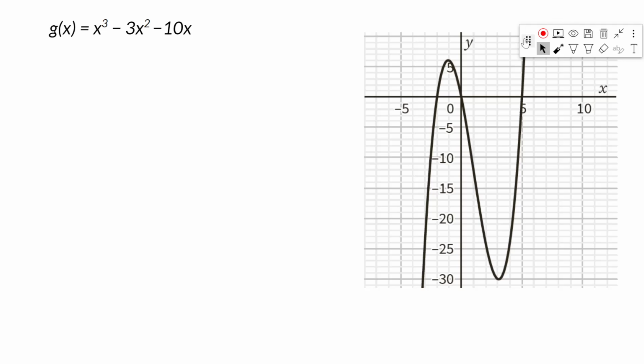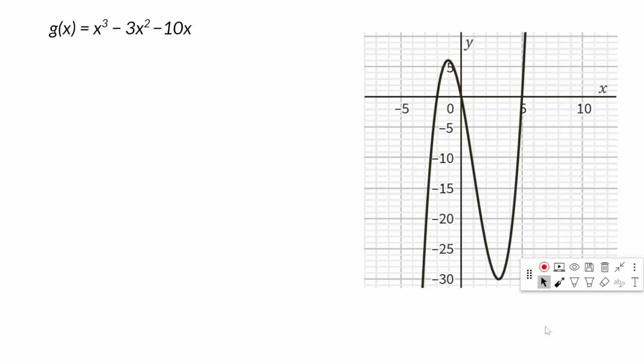Hello, this is Mrs. Scarple, and in this video we are going to find roots of cubic functions. So we have this cubic function, x cubed minus 3x squared minus 10x. And we're going to use the graph that has been given to us to identify our roots.